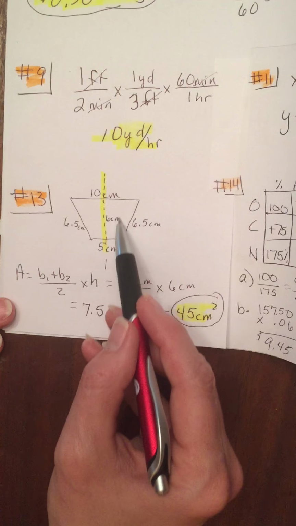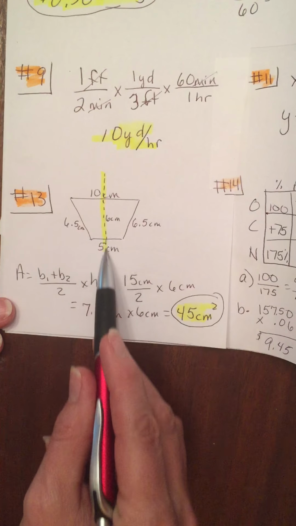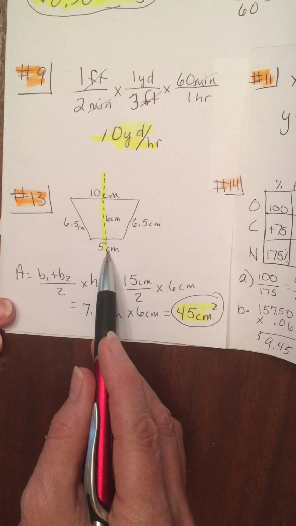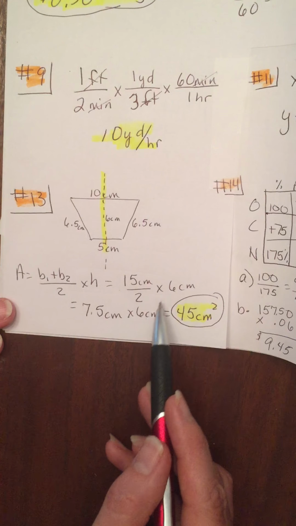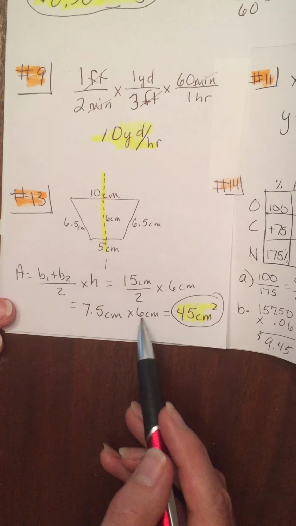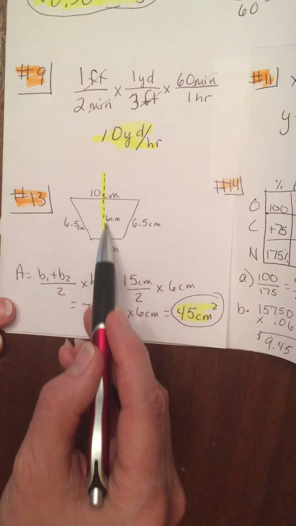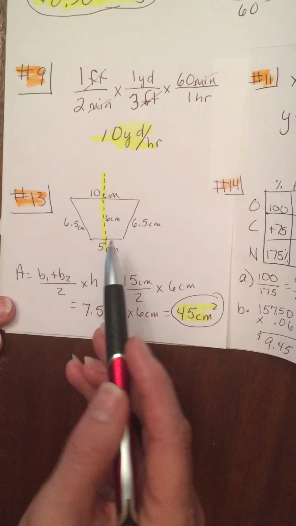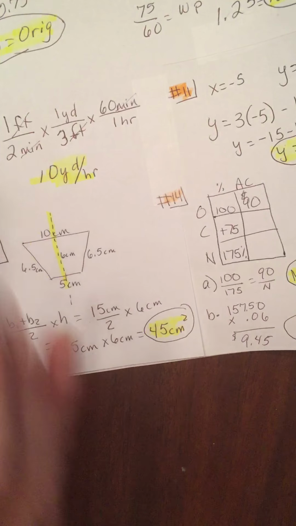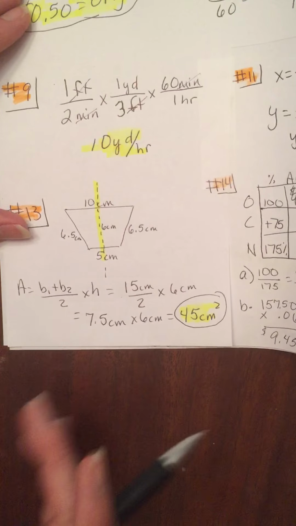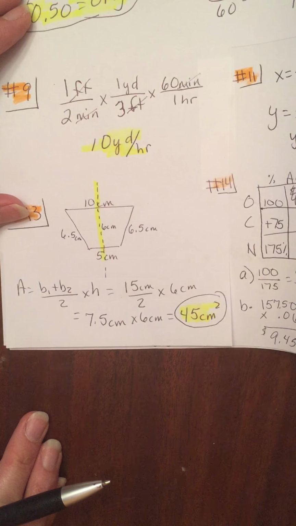Okay, in the book they drew the height over here. I just moved it over so it could also be my line of symmetry for the second part. So I multiplied 7.5 times 6 centimeters, which gives me 45 centimeters squared. And your line of symmetry should divide this trapezoid directly in half, so that if we folded this trapezoid along that line, the sides would match up.